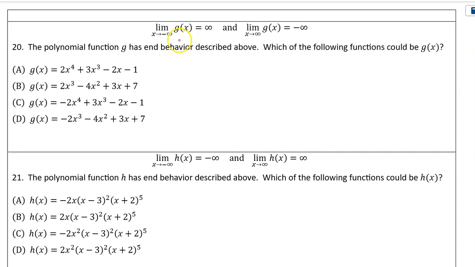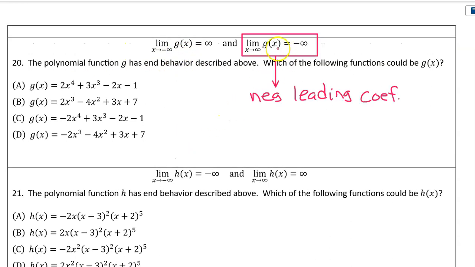Same directions for number 20. Always start with the right end behavior, the limit as x approaches positive infinity. The fact that the right end behavior is -infinity means that we have a negative leading coefficient. So that's going to eliminate A and B.